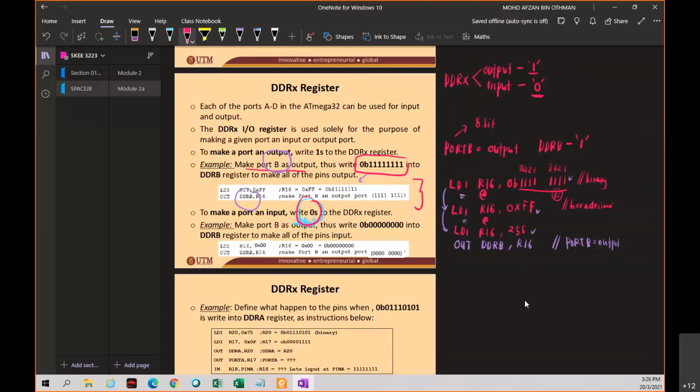So sekarang ni kita nak contoh example to make port B. Okay, tak nak port B lah, kita nak buat port A. Okay, so port A sama dengan input port. So how to do that? Okay, so DDRA kenalah kita letak 0 ke 1. Kosong. Okay, put 0 to your DDRA. So how to do that? By doing the programming. Okay, so this is the programming yang kita kena buat.